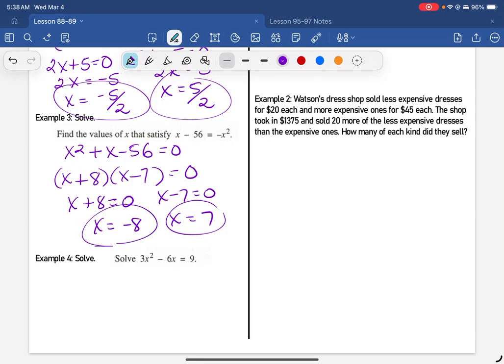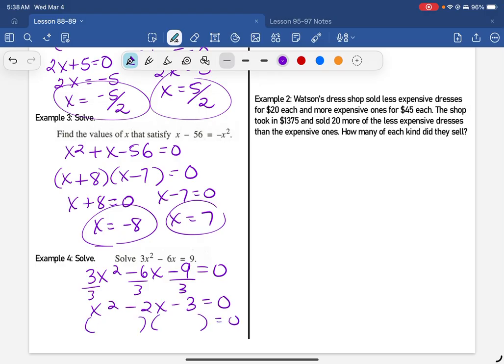So those are my two answers. This one down here needs to be rewritten: 3x squared minus 6x minus 9 equals 0. And this one's a little different. We need to divide by 3 on each of these before we can factor. So x squared minus 2x minus 3 equals 0.